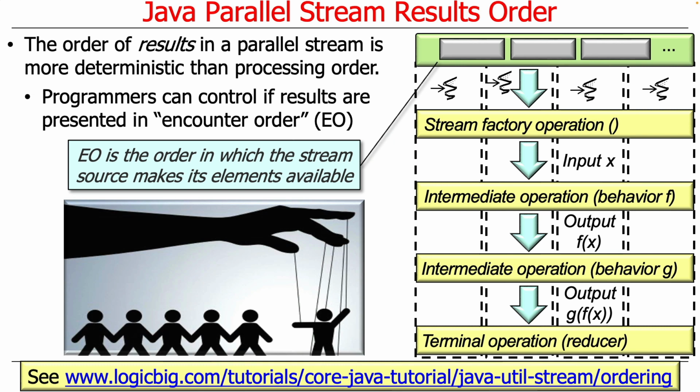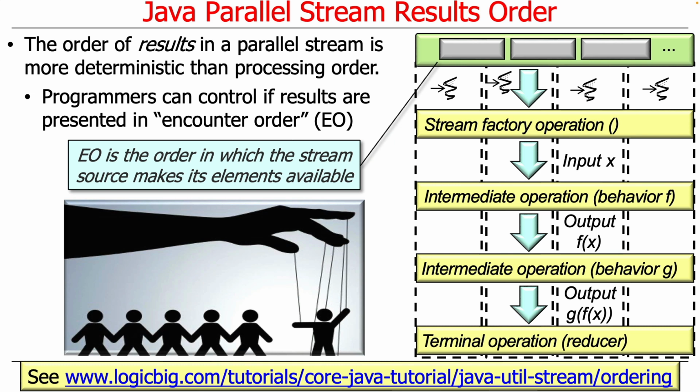So encounter order, or EO, is simply the order in which the stream source, like an array or a linked list or a set or whatever, makes its elements available. And it turns out that certain kinds of data structures, certain kinds of collections have an encounter order and other ones don't. So for example, lists have an encounter order. The 0th location, the 1st location, the 2nd location, and so on. That's the order in which the elements are encountered.